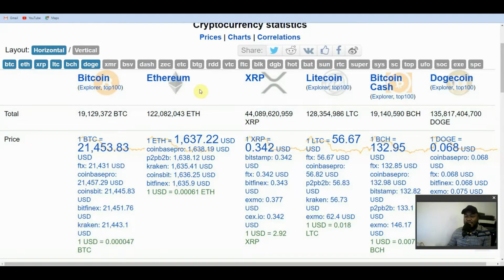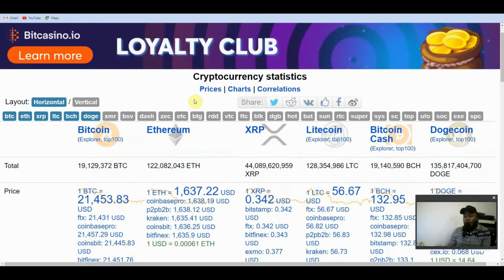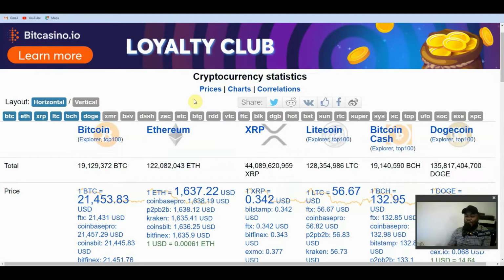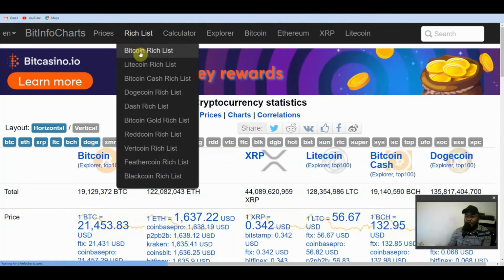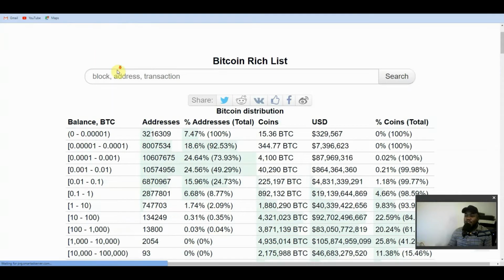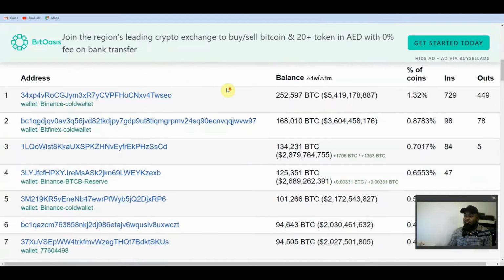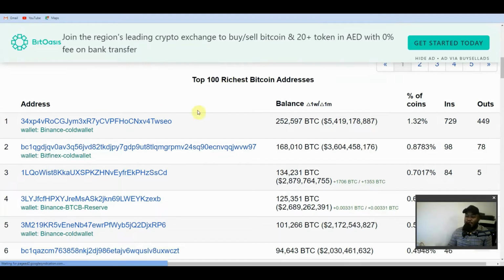Now, the next thing I'm going to show you here, which is also interesting, is for you to know the rich list. Rich list means here the people who are holding the biggest amounts. Let me click it. Now this is the Bitcoin rich list. This rich list is actually talking about the holders, people that are holding the bigger amounts of Bitcoin. Now you can see that this wallet address is on Binance, and the balance of BTC inside this is 252,592 BTC.